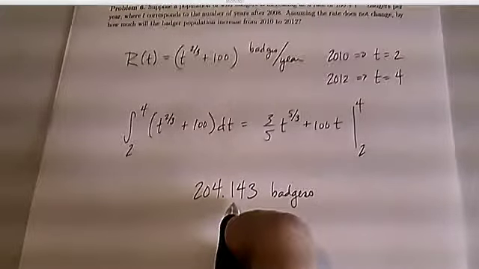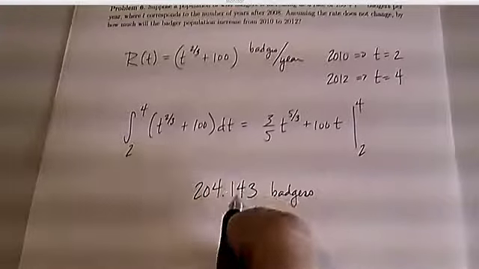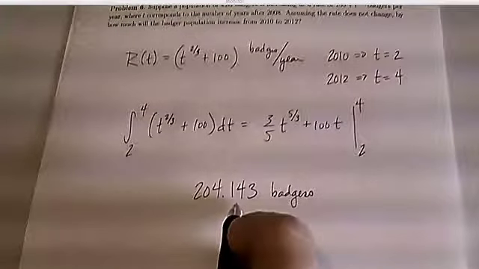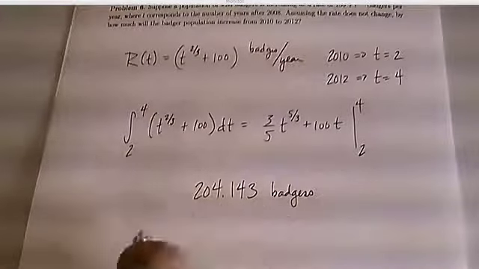Remember that when you're dealing with this, you're going to want to show the decimal approximation to 3 decimal places, and then you're going to want to explain why you rounded up to 205.